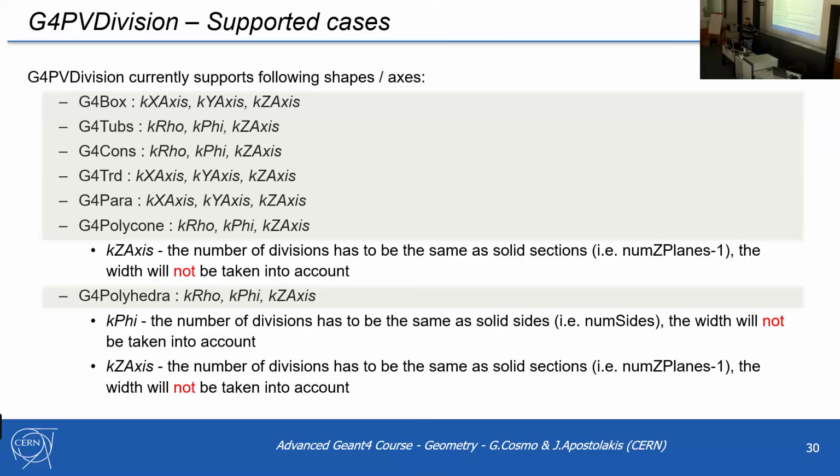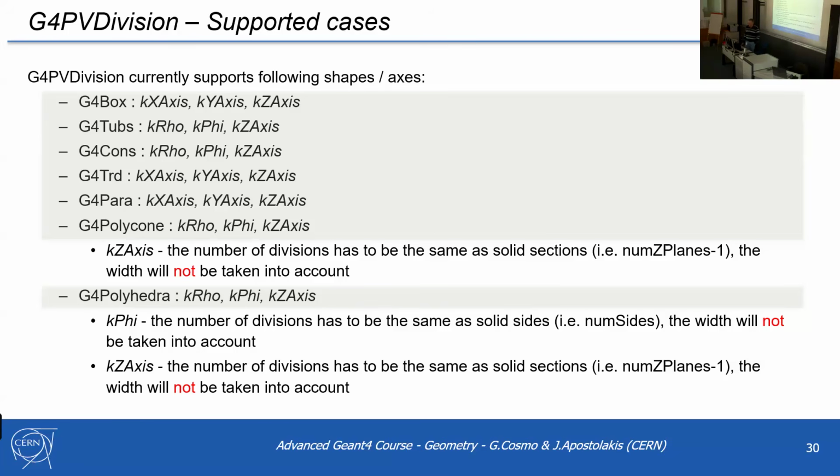So these are all the supported cases for division. The kind of axis that is used for division depends, of course, on the shape. For solids of the kind of a box, TRD or para, it is the Cartesian axis. For tubes and cones, it is the rho, phi, and z-axis. And for polycones, similarly, but with some caveats.